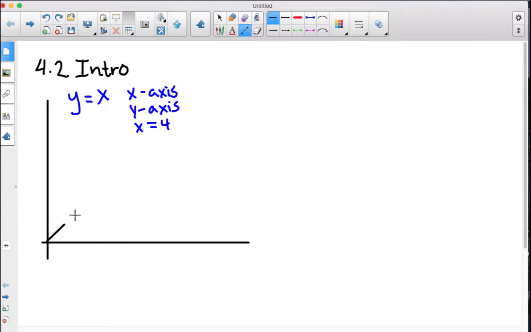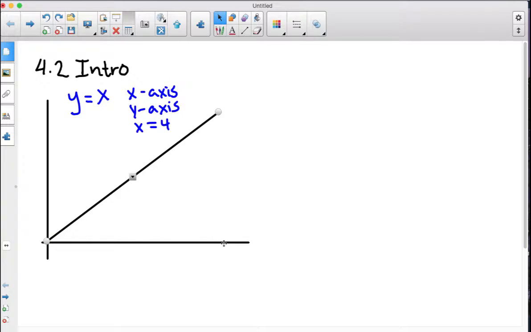We can draw the line y equals x. We know what that looks like. And we want to find the area under this curve between the x-axis, the y-axis, and x equals 4. So let's say this is 4. So what does this look like?